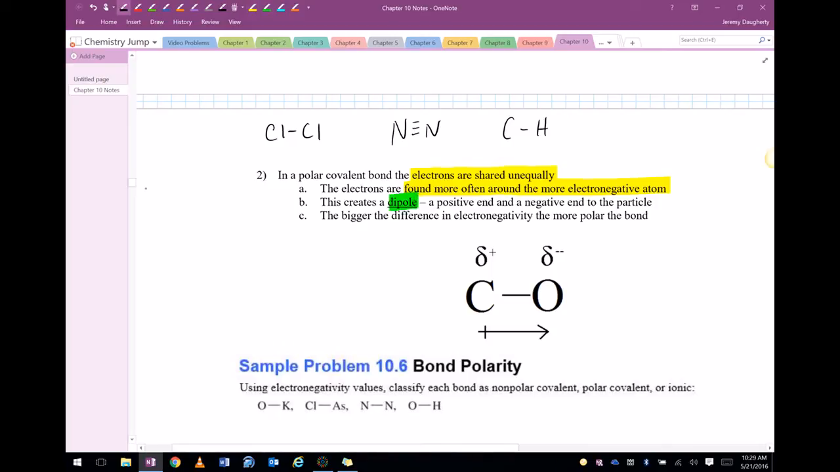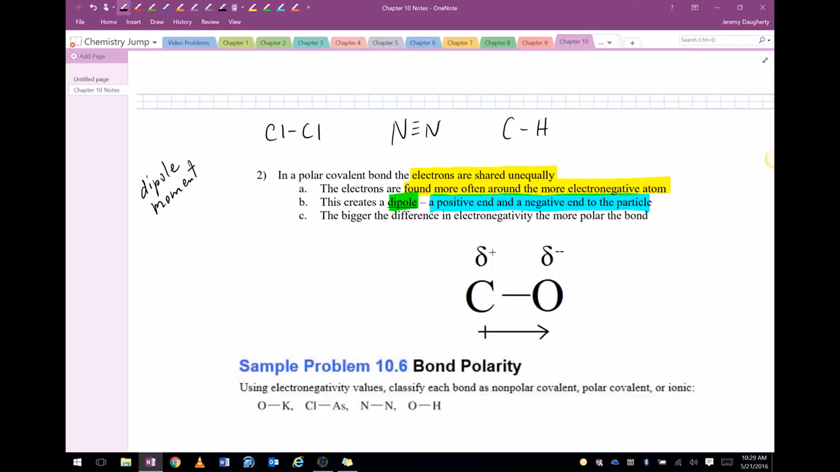Now, it's also referred to as a dipole moment. So there's another term that is analogous to polar. In this case, we have a positive end and a negative end to the particle. The bigger the difference in electronegativity, the more polar it is, and that's important to be able to recognize, right? You can't just be polar or nonpolar. You can be really, really polar, or just kind of polar.